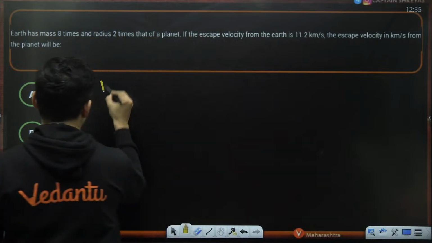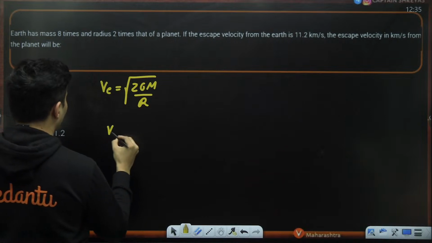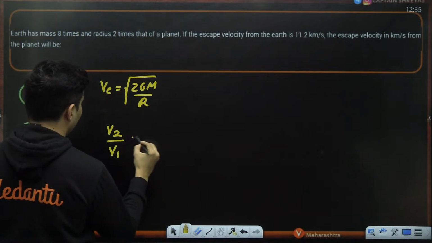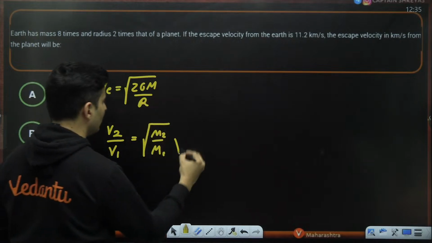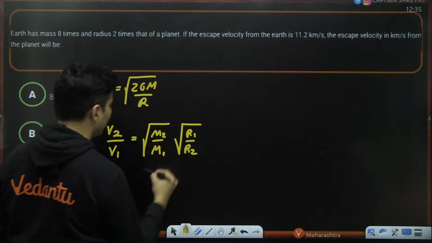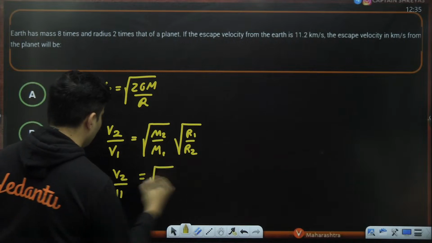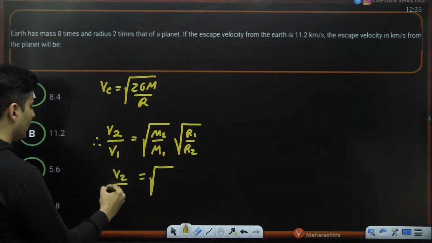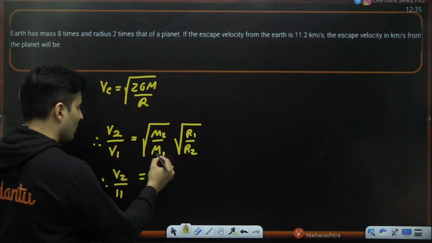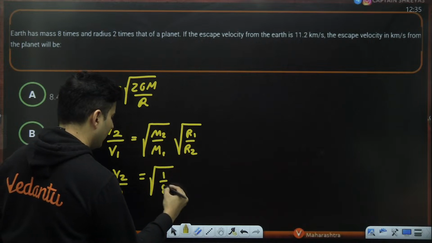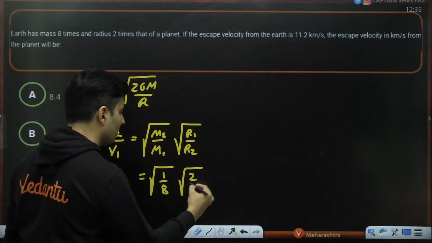We all know the escape velocity formula is root 2 gm by r. So escape speed of that planet upon escape speed of Earth will be root of m2 by m1 and inversely proportional to root of r, so r1 by r2 will be over here. Okay, so this is v2, this is 11.2. This is v1 for Earth, v2 is for that particular planet. The Earth has a mass 8 times of that planet. So mass of the Earth is 8 times, so 1 by 8. Then the radius of the Earth is 2 times. So this will be 2.